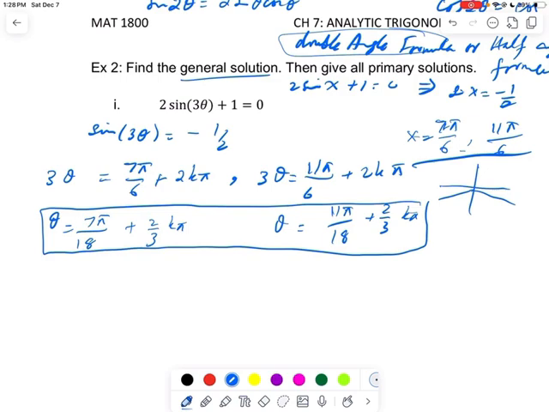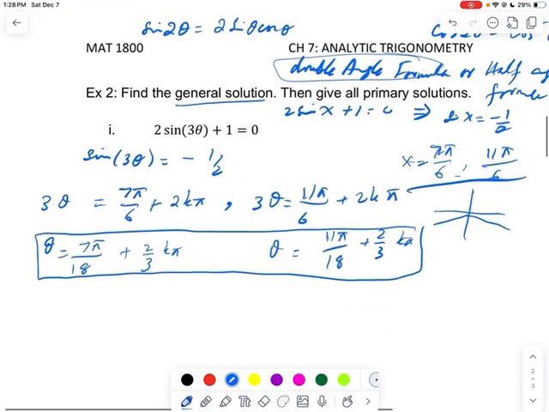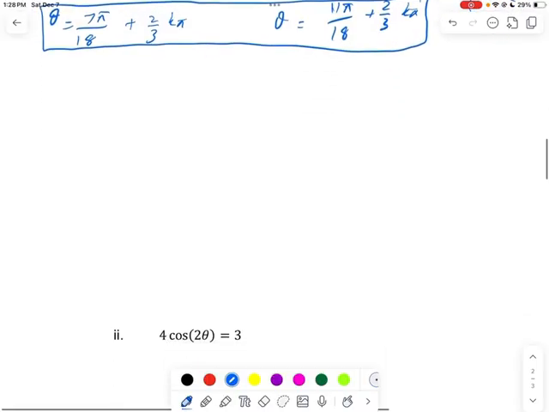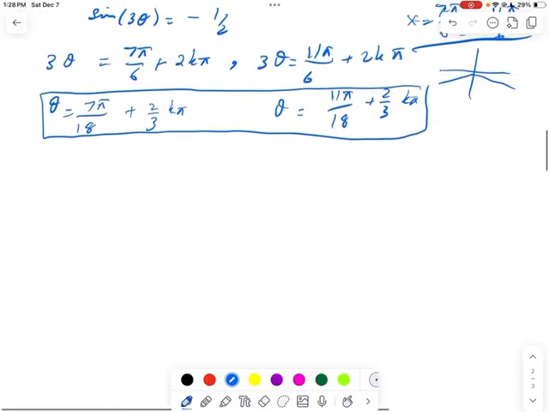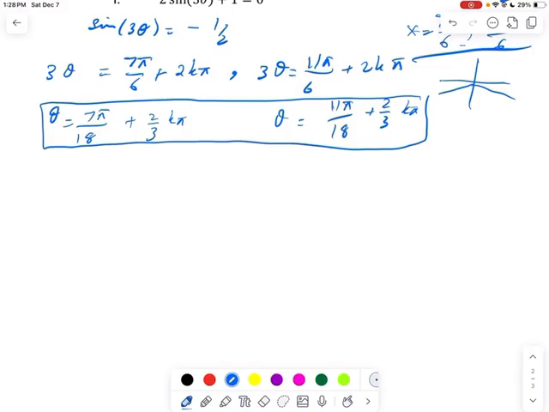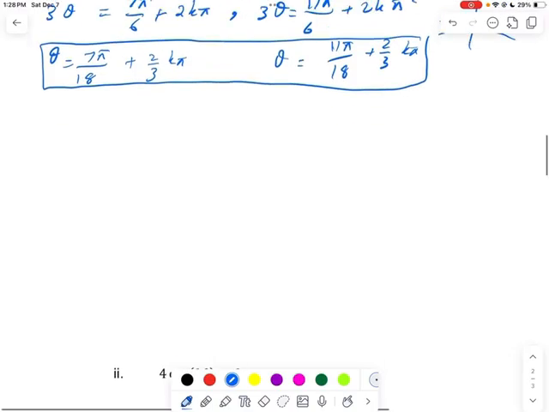So how do we get them? Well, for different values of k, we get all the solutions. But now note, primary solutions live in the interval from 0 to 2 pi. So they are all positive, so no negative one. Okay. So in order to find those primary solutions, I can make a table of values.